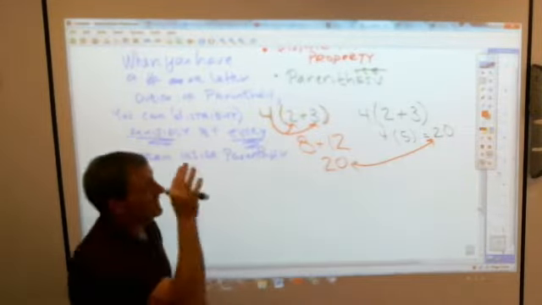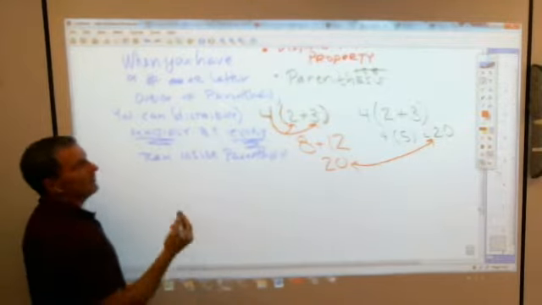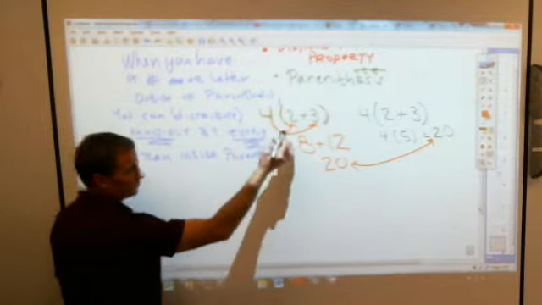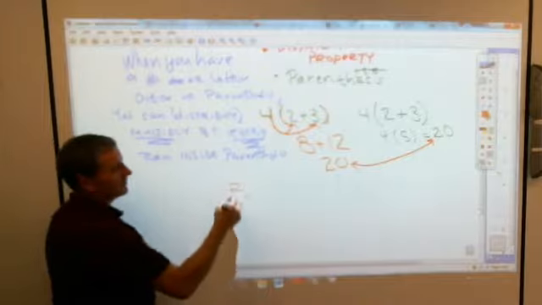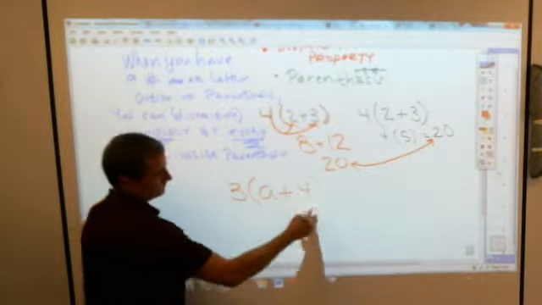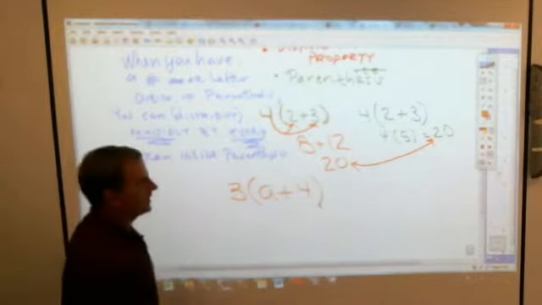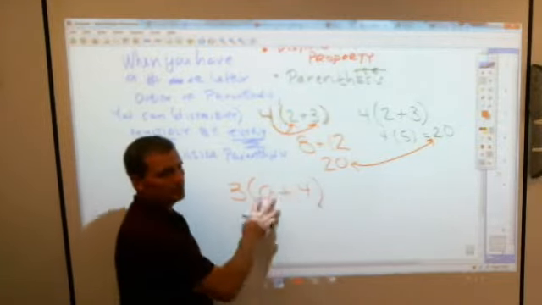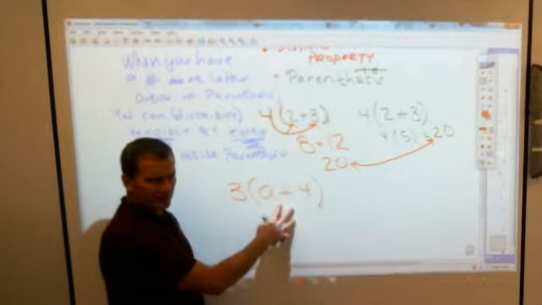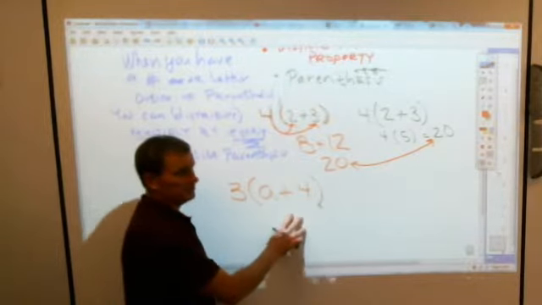Now, this is not such a big deal when it's this because these are numbers, but here's the deal. It's not always going to be numbers in the parentheses. You might have something like this, 3 times a plus 4. Okay? You cannot put a plus 4 together. Have we talked about combining terms yet? Maybe not. It doesn't matter. You can't put them together because they're completely different.